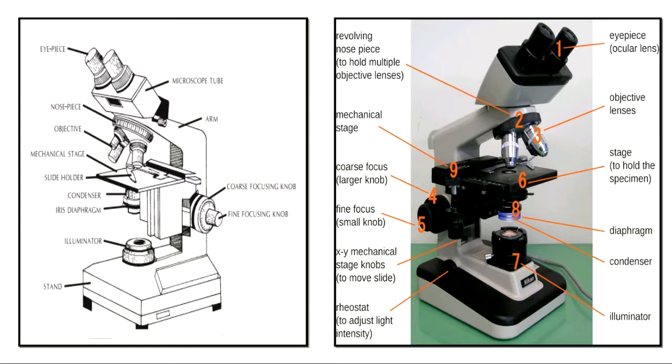So 6 is the stage to hold the specimen, means we keep the slide there, right? And we see under the microscope. That is a stage to hold the slide, a glass slide or tissue specimen.